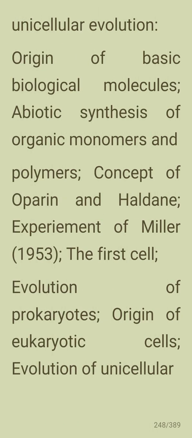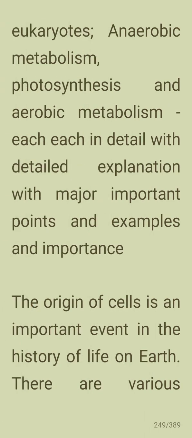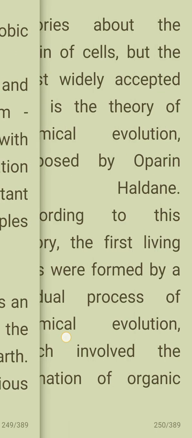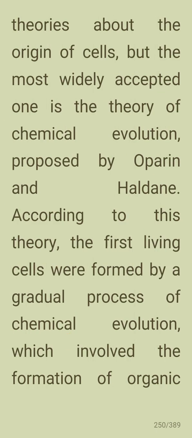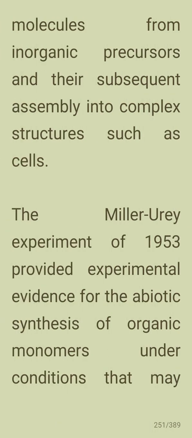Next, origin of cells and unicellular evolution, origin of basic biological molecules, and all those related topics. So, the origin of cells is an important event in the history of life on Earth. There are various theories about the origin of cells, but the most widely accepted one is the theory of chemical evolution proposed by Oparin and Haldane. According to this theory, the first living cells were formed by a gradual process of chemical evolution which involves the formation of organic molecules from inorganic precursors and their subsequent assembly into complex structures such as cells.